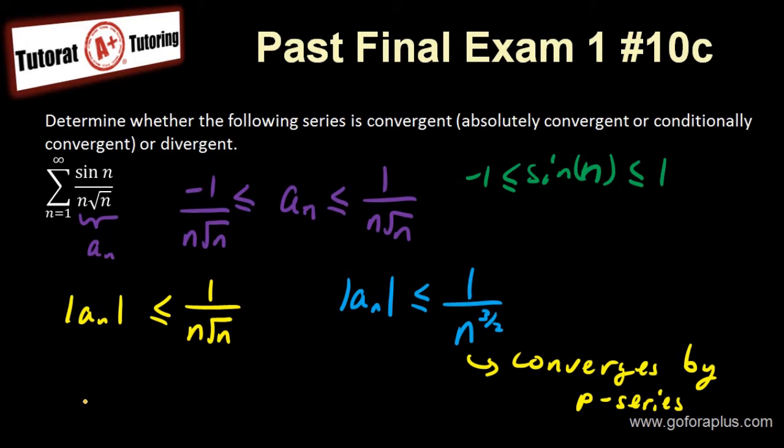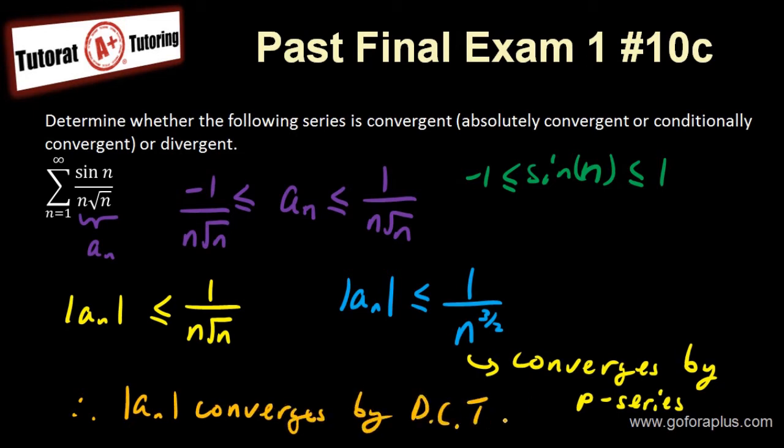Therefore, the absolute value of a_n converges by direct comparison test. All right, so I know that its absolute value is converging, so that means my series is also converging, and it's converging absolutely, because if the absolute value of a_n converges, then my series converges. So therefore, the series converges by direct comparison test.